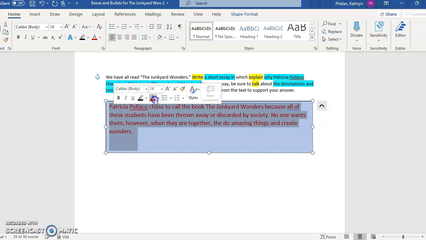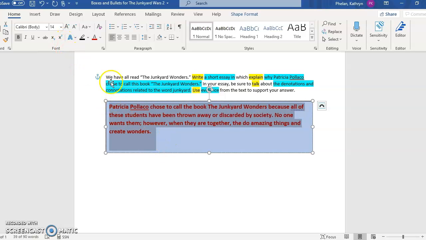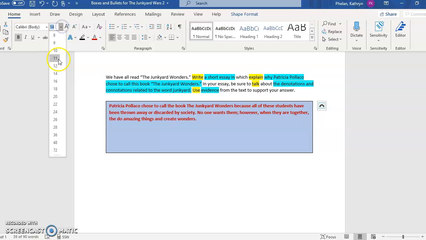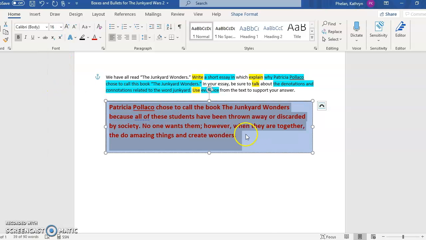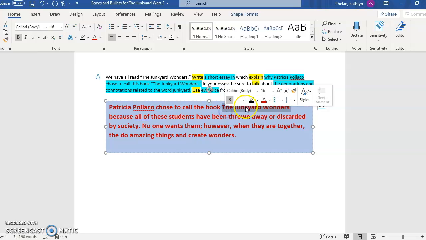So that is my two-sentence answer. Remember I said when you're doing this, very often you're probably going to have more than one sentence in this box. Sometimes those sentences are going to be full sentences. Sometimes as you get to learn the boxes and bullets, you might just do a few.